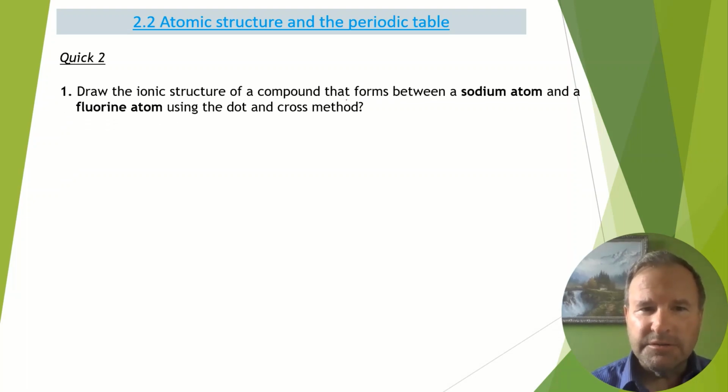Draw the ionic structure of the compound that forms between the sodium atom, which is a group 1 metal, and a fluorine atom using the dot and cross method.